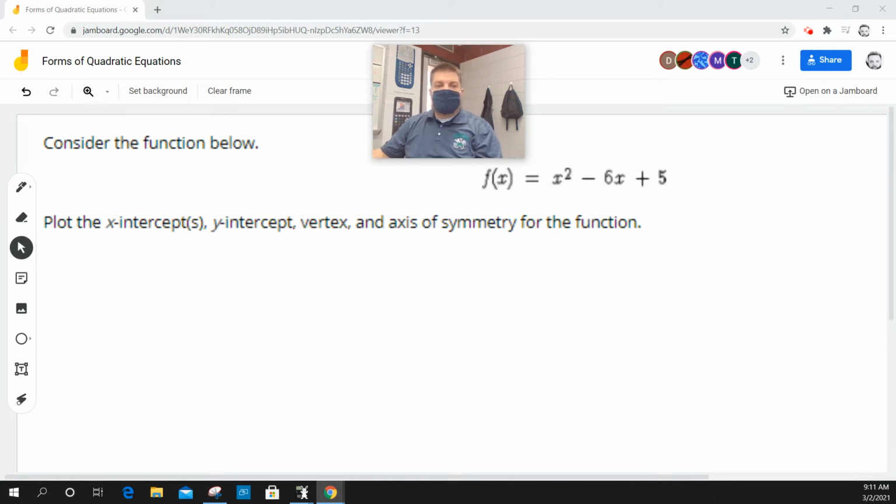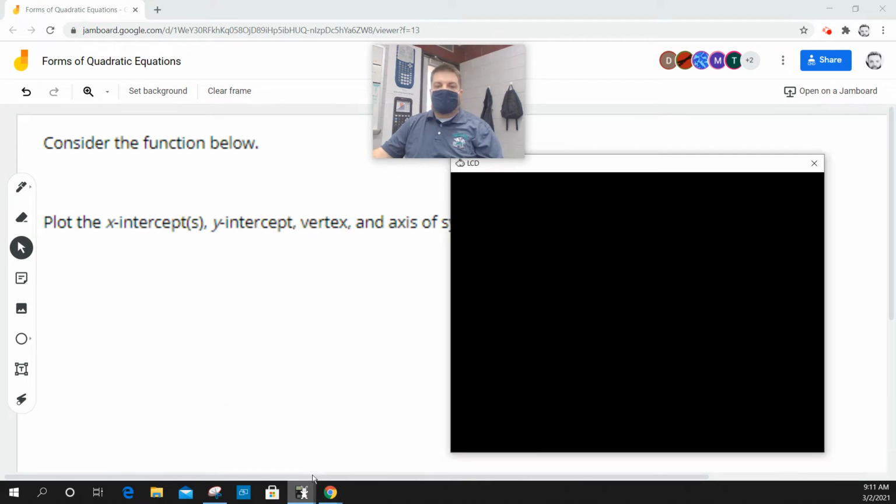Okay, so this one gives us a function, and it says plot the x-intercepts, the y-intercept, the vertex, and the axis of symmetry. All right, so take a guess as to what we're going to do? We're going to graph it.